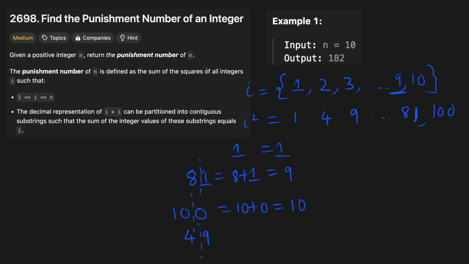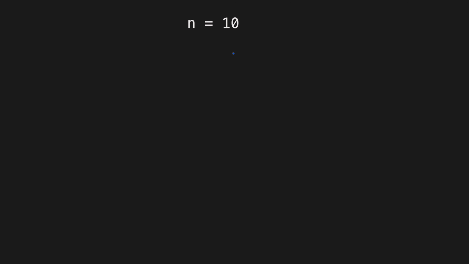And now in the end, the punishment number is the sum of squares of i's. So for example, 1 square will be equal to 1, 9 square will be equal to 81, and 10 square will be equal to 100. So we have to sum them up, and in this case we will get the sum as 182, and this will be our answer.